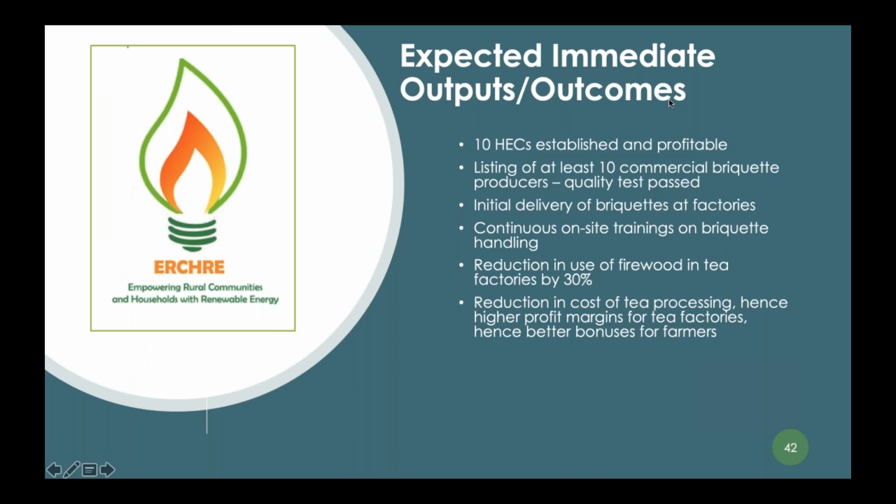Those are our expected outcomes and outputs. 10 HECs to be established and to be profitable. At least 10 commercial briquette producers who will have passed the test for producing quality briquettes. The initial delivery of briquettes at factories. As I said, continuous on-site training on briquette handling, and eventually a reduction in the use of firewood by 30% and a reduction in the cost of processing tea, meaning higher profit margins for tea factories and better bonuses for farmers.